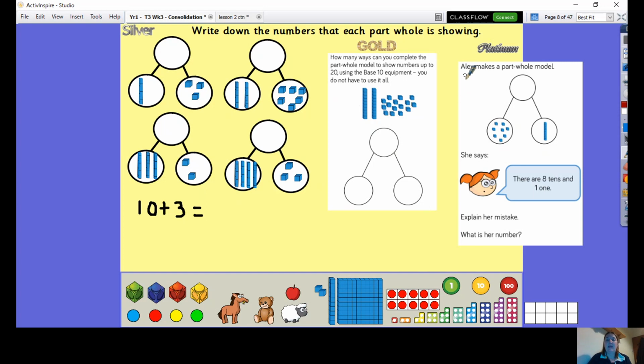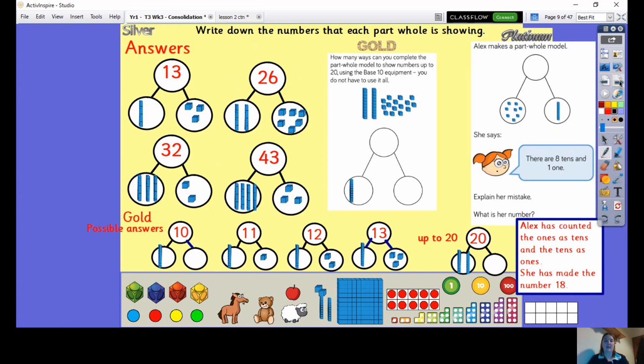And then here it says Alex makes a part whole model. She says there are 8 tens and 1 one. Explain her mistake. What is the number she has made? Has she got 8 tens and 1 one? Have a little think about that one. And again, I'm going to move on, and those are the answers. Okay. So good luck.